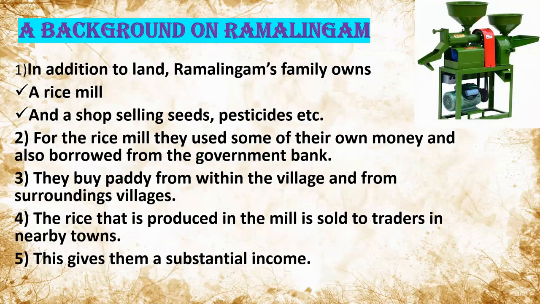Let us understand more about the life of Ramalingam. The Ramalingam family owns the land, and in addition, they own a rice mill also. They have their own shops of seeds, pesticides, etc. For the rice mill, they use their own money and some amount they borrow from the government bank. The rice which they produce in the mill is sold to the traders first in the nearby towns, and that is a good source of income.